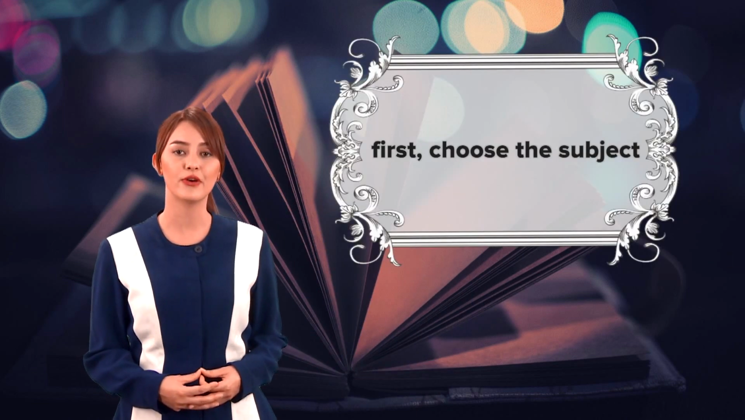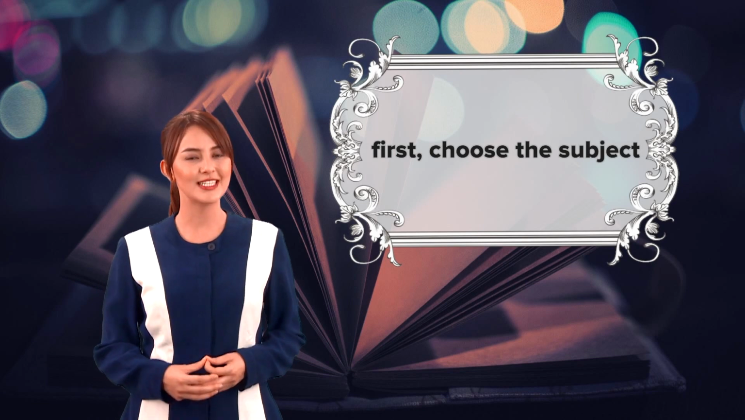The subject plays an important role when we are using the simple present tense in a sentence. This is because the verb is always affected by the subject. Let's look at these examples to have a clearer picture about this rule. First, let's choose the subject for our sentence. Let's start with singular subject.